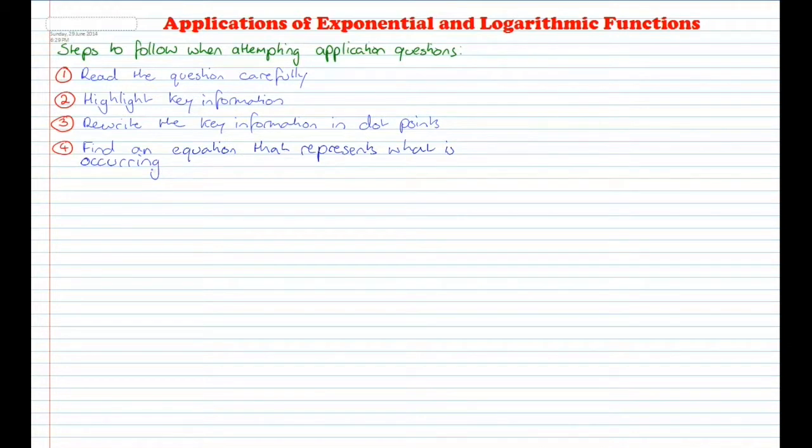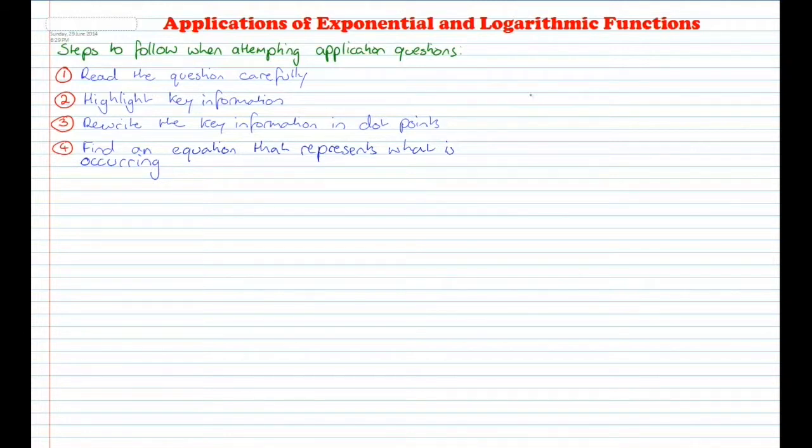And finally, what you need to do is write an equation that represents what's actually occurring, because essentially you're going to be asked to do a whole bunch of things that will require you to solve and to simplify this equation. So it's really important that you do come up with an equation early on in the piece, because that will help you out throughout the rest of the questions related to this topic.